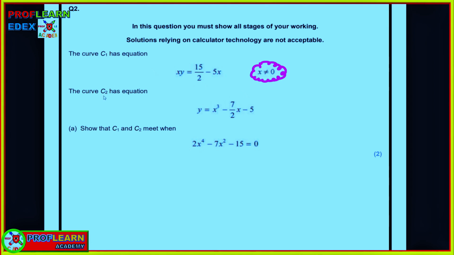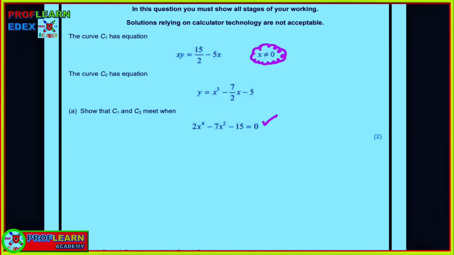The curve C2 has the equation y equals x cubed minus 7 over 2 x minus 5. Show that C1 and C2 meet when... Now, we are trying to see these curves meet when we have this equation.